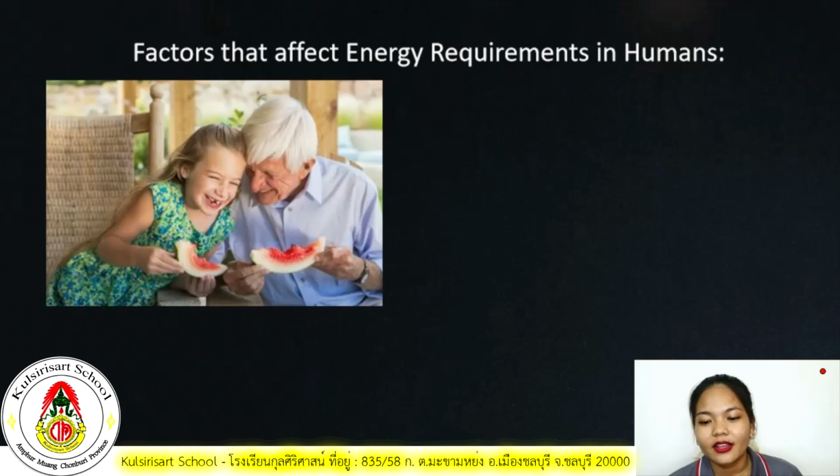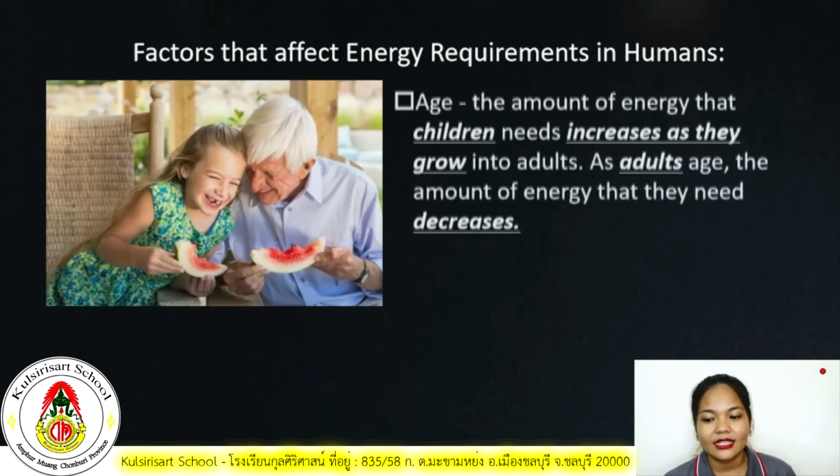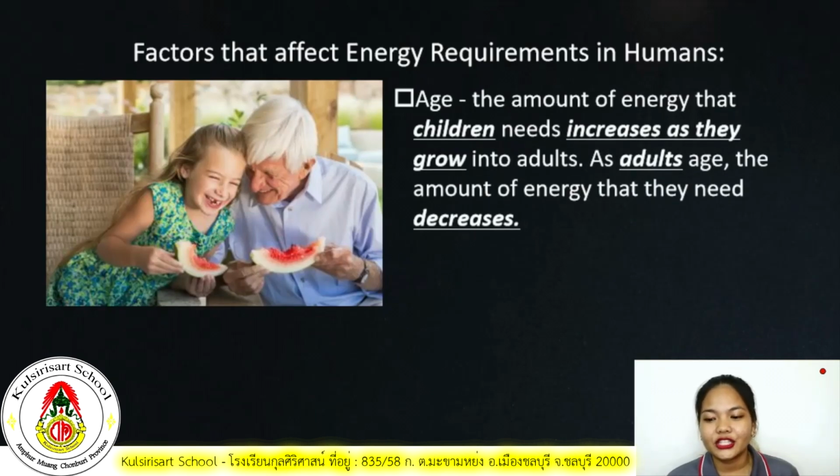The next factor that affects energy requirement in humans is age. Why? The amount of energy that children need increases as they grow into adults. As adults age, the amount of energy that they need decreases. Remember in our previous discussion, when you're still young, especially in your adolescence, you need to consume foods that are rich in carbohydrates because you're undergoing puberty and you are more active. But when you are already older, let's say in your 60s, you have less energy requirements compared to when you were still young. That's why your energy requirement decreases as you age.